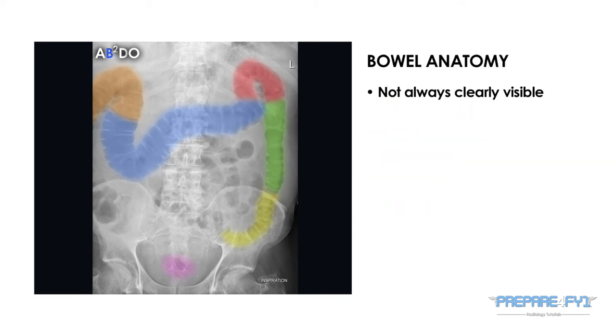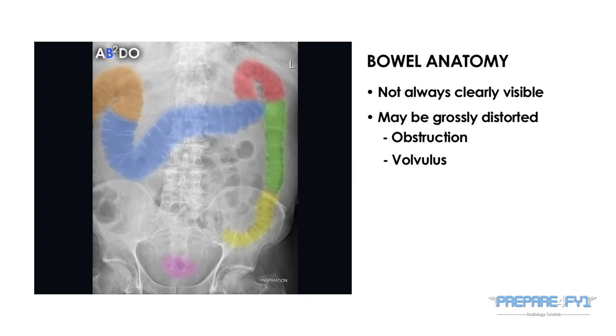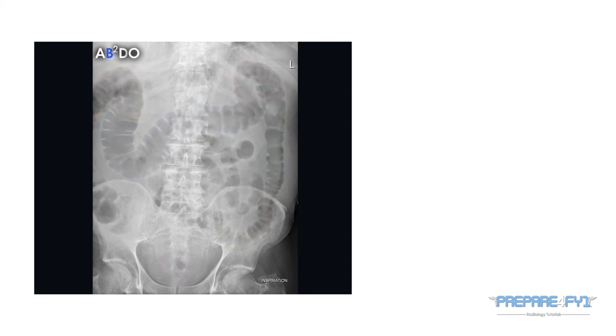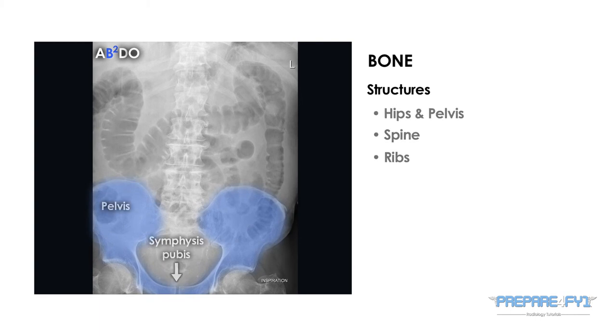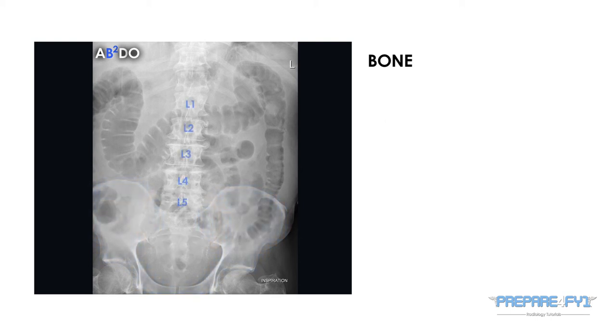The anatomy is not always as clear as this, or may be grossly abnormal in pathology such as bowel obstruction or volvulus. Now let us consider bone. Outlined here you can see the pelvis and symphysis pubis as well as the sacroiliac joints. Here we have numbered the vertebra, the relevance of which will later become apparent. Superiorly we can see the ribs projecting from the thoracic vertebrae.